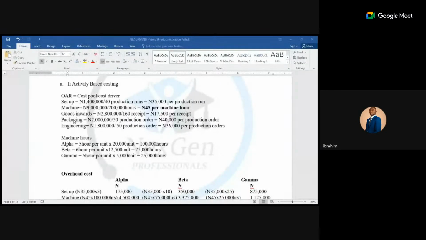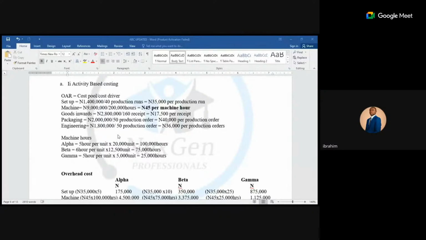A very quick one. This is how we calculate the activity-based costing overhead costs, right? It is cost pool divided by the cost driver. What is the cost pool? We explain the overhead cost of each of the setup, machine, goods inward, packaging, and engineering. Can you see that we have 1,400,000 divided by the setup, which is based on the production run. Then we pick the total. What is the total production run for alpha, beta, and gamma? It is 40. So we need to get the cost per production run. That is 35,000 per production run.